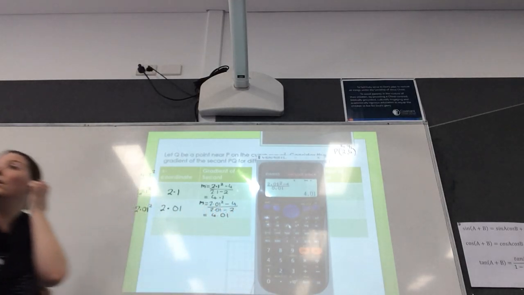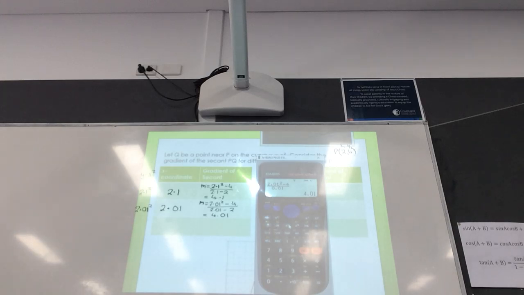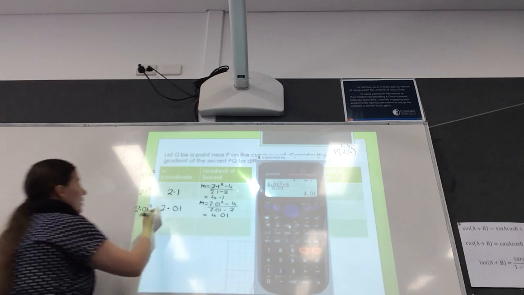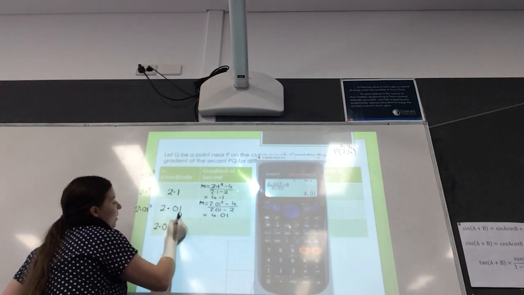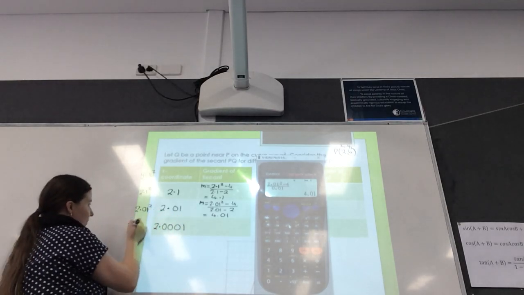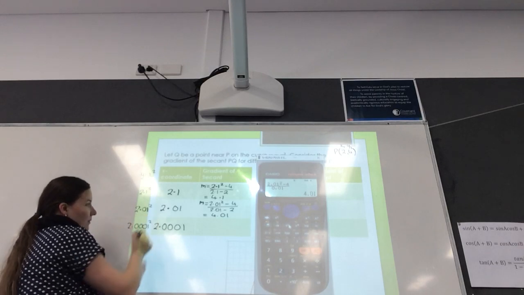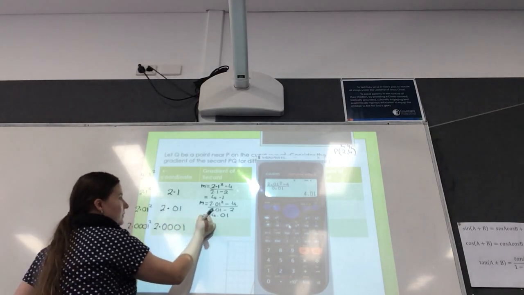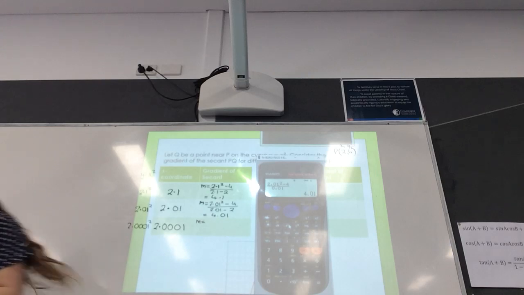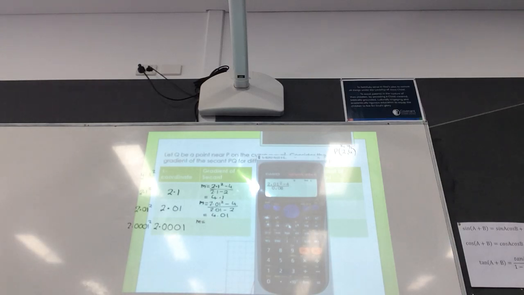Interesting. Let's go get even closer. Let's just go for 2.0001. I bet my y value is going to be 4.0001. Really? I didn't think that. I'm not going to write the substitution for that one down.